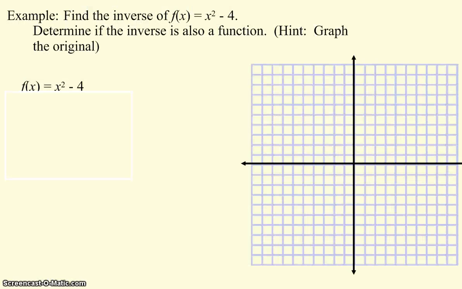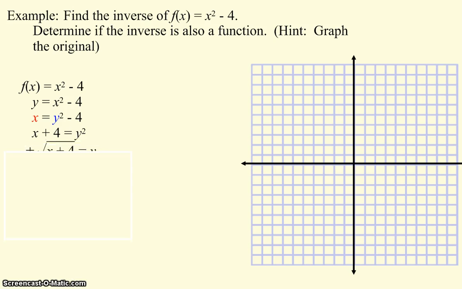So let's come over here and look at an example. I'm starting with the function f of x equals x squared minus 4. So the first thing I do is I rewrite it, and instead of f of x, I fill in y. My next step is to switch the variables. Where there was a y, there's now an x. Where there's an x, there is now a y. Now I'm going to solve it for the new y. And when I solve it for the new y, I add 4 to both sides.